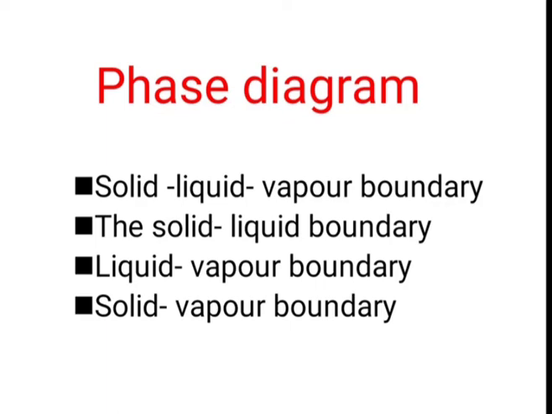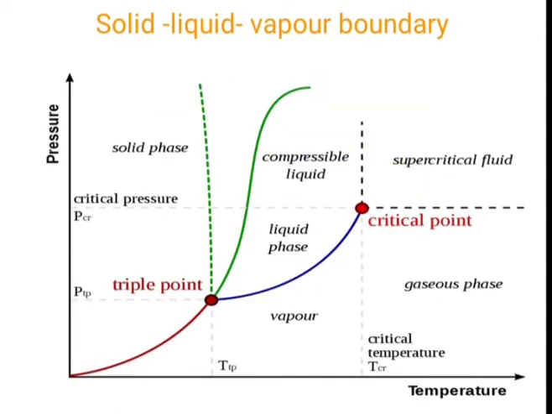So, now we will see each point one by one. Here is the diagram which shows solid, liquid and vapor. Three phases are present at one time, and the plot is of pressure versus temperature. Pressure is on the y axis, temperature is on the x axis.